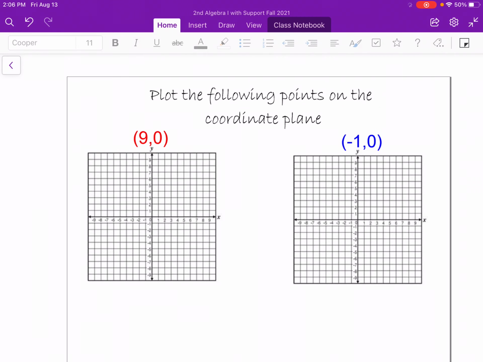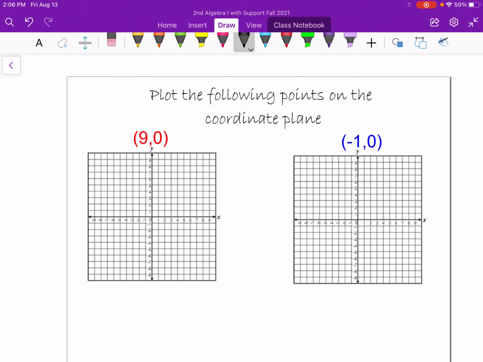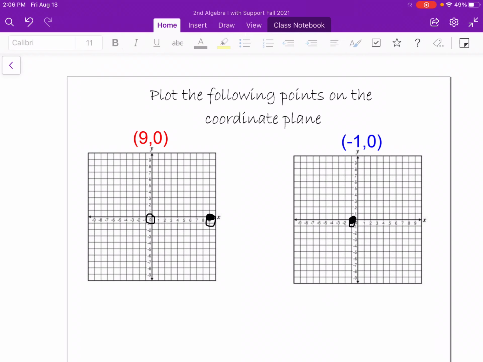9, 0, and -1, 0. So 0 is you haven't gone up or down or left or right on your coordinate plane. So 9, 0. Here's my 9, but then 0 on my y-axis. It's actually right here. So 9, 0 is right on the x-axis, right on that 9. Same idea for -1, 0. So here's -1 on my x-axis, but then 0 on my y-axis. I'm not going up or down anything, so that's right here on my x-axis.